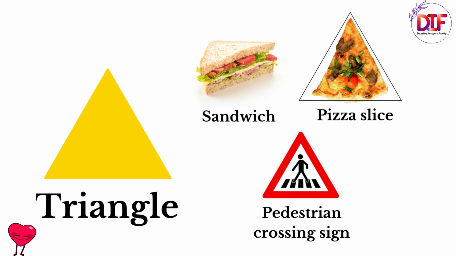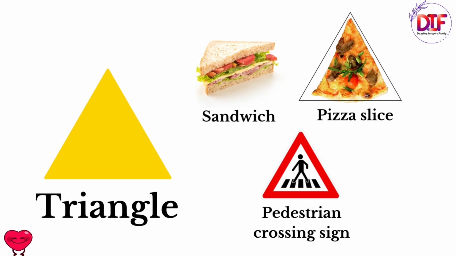Okay? Great. The next shape we have here is triangle. Triangle. As the name goes, it has 3 sides and 3 corners. Okay? And a good example of this is a sandwich. A triangular sandwich. When you eat your breakfast and your sandwich is triangular in shape, let that remind you of the shape triangle. Okay? And another one is a pizza slice.